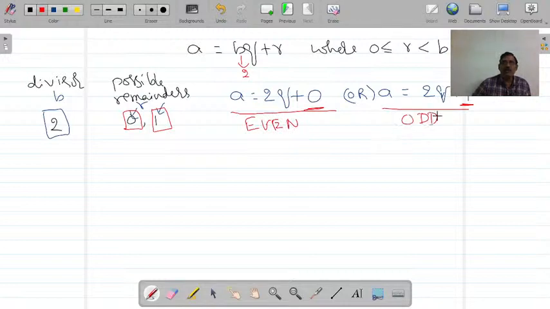This is simple. Now suppose divisor is 3. What are the possible remainders? You type in your chat box. When divisor is 3, what are the possible remainders? Come on. Just type your possible remainders in the chat box. Make it fast.